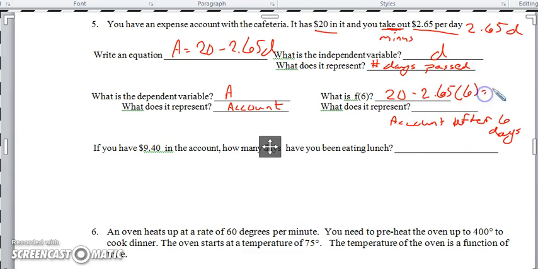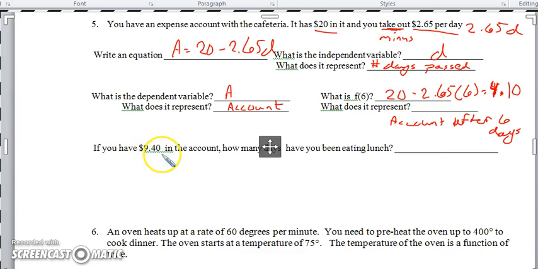And I believe this is going to be $4.10. So after 6 days, you're only going to have $4.10 left.